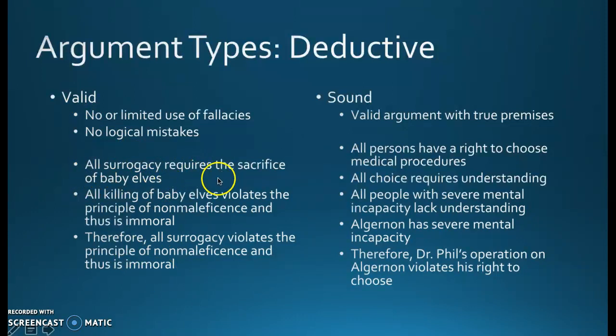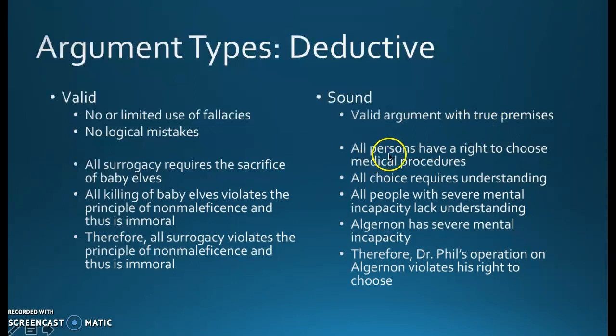So all surrogacy requires the sacrifice of baby elves. All killing of baby elves violates the principle of non-maleficence and thus is immoral. Therefore, all surrogacy violates the principle of non-maleficence and thus is immoral. Now, this is a valid argument even if the premises are not true. So surrogacy, as far as I know, does not require the sacrifice of baby elves. So you want to keep that in mind. A sound argument is a valid argument with true premises. So this would be a valid argument but not sound. This presumably is going to be a valid argument that is sound, and so the premises are, at least I believe they are, true.